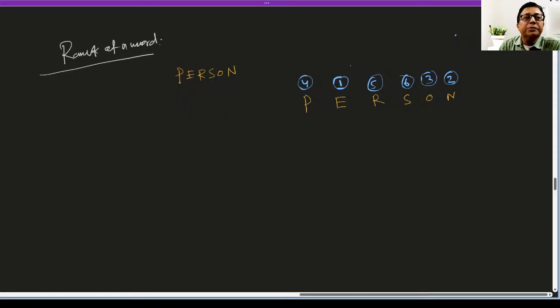Now what you will do, you just come below it. Below P, you check how many letters are there whose rank is less than that. It's obvious how many are there? 1, 3 and 2. So this will be 3. E, no. So it will be 0. For R, how many are there? 2. And for S, how many are there with rank less than that? 2. For O, 1. And for N, 0. Okay?